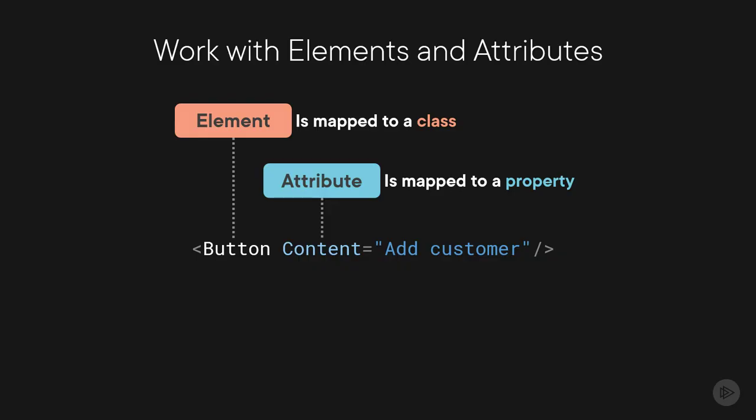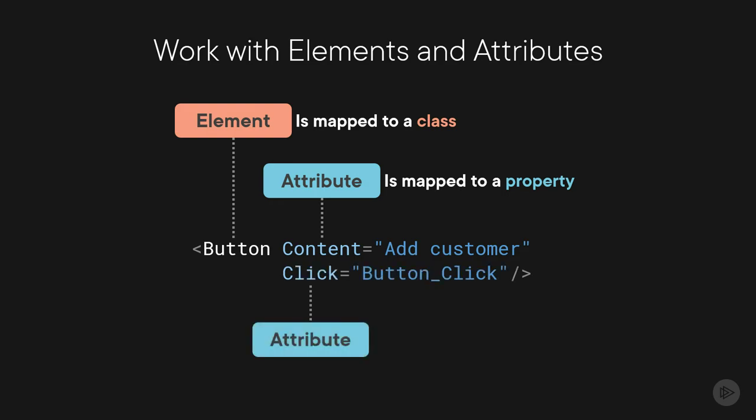But there are also other attributes that you can set, like for example the click attribute. In this case, click is like content an attribute, but it is not mapped to a property. Instead, it is mapped to an event. Or to be more concrete, the click attribute is mapped to the click event of the button. The specified event handler button_click needs to be defined in the code behind file in C#.